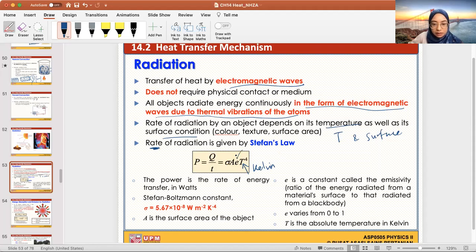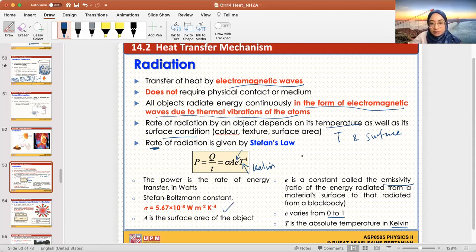What is e? e is emissivity. e is a constant called emissivity, which depends on your object's surface. Okay, it varies from 0 to 1. Temperature is absolute temperature in Kelvin. Okay, this guy is weird. He wants it in Kelvin. So please remember that. The Stefan-Boltzmann constant sigma is 5.67 times 10 to the minus 8. This will be given. You don't have to memorize it, but you need to know what constant this is for.